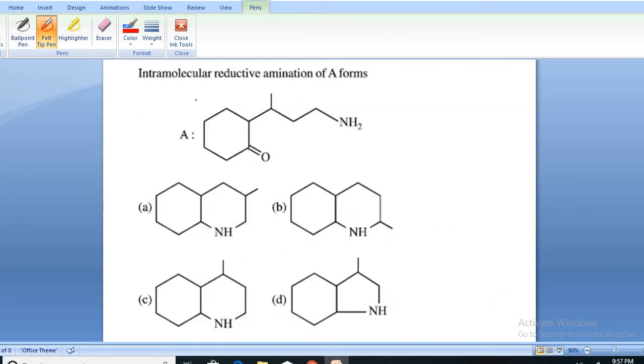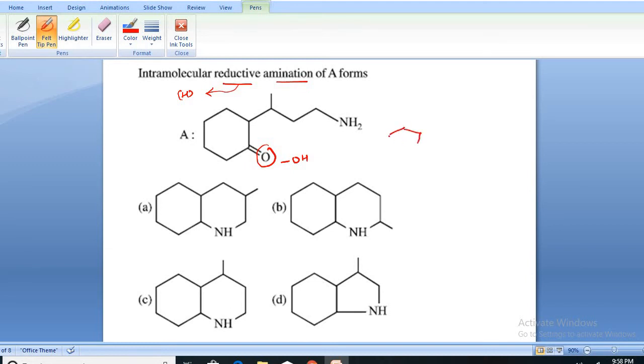Okay, now let's move on to this particular question, intramolecular reductive amination. Now that means, first of all, the reduction is happening, right? And amination. Now let's see what exactly is going to happen. So the reduction is supposed to happen over here. So this particular fragment would become OH. Okay, so now let's try to rewrite this.